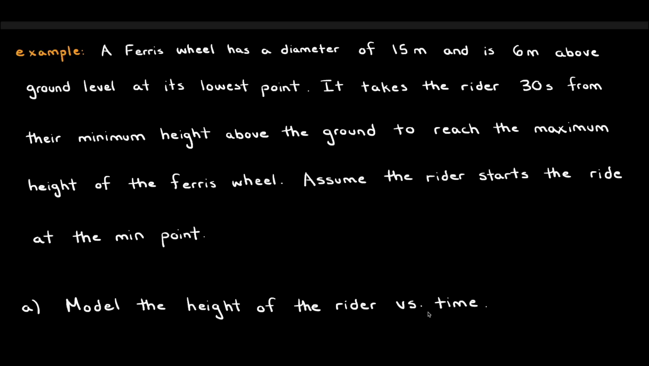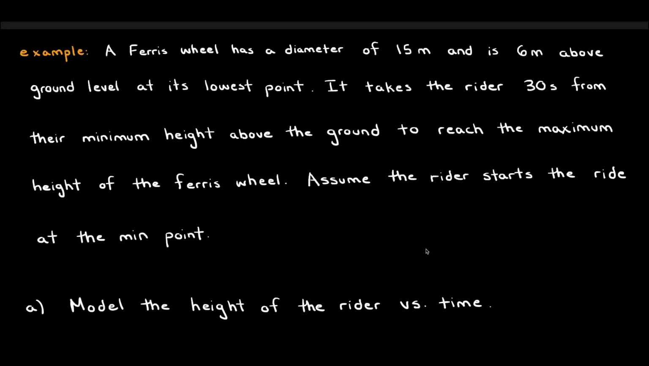We want to use some kind of model, which would be a trigonometric model, because a Ferris wheel is cyclic, right? It's going to repeat in regular intervals. And so we want to use either a cosine or a sine function to model the situation, the height of the rider versus time. And so the first thing we need to do is extract all the useful information.